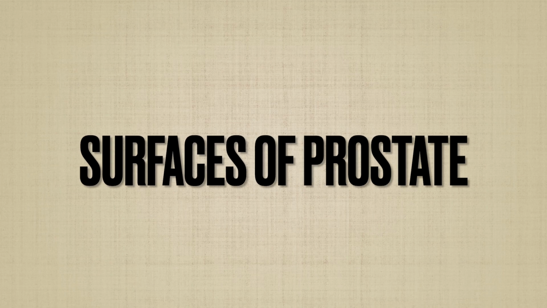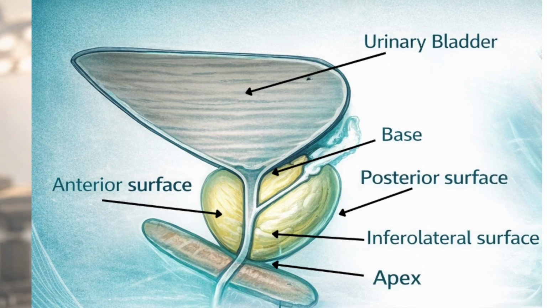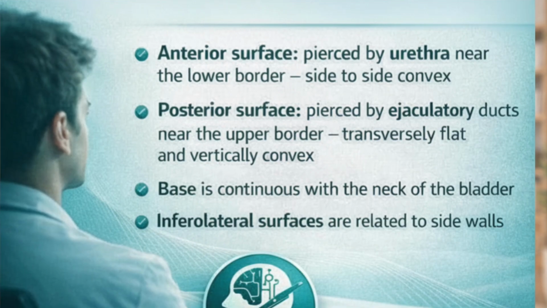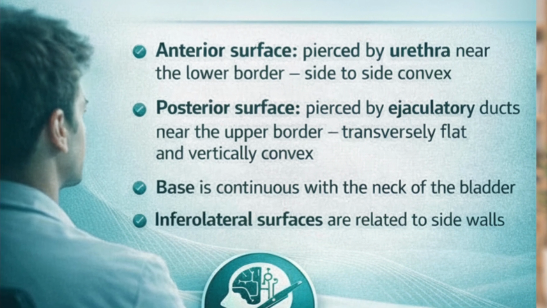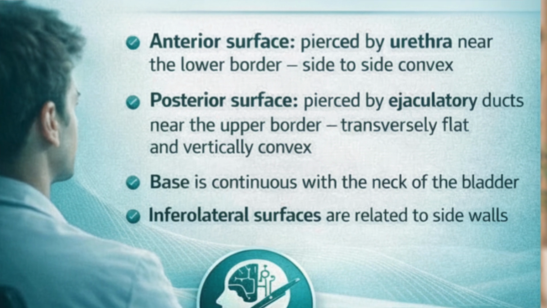How many surfaces does the prostate have? The answer is 4. Anterior, posterior and 2 inferolateral surfaces. The anterior surface is pierced by the urethra in the lower border. The posterior surface is pierced by the ejaculatory duct in the upper border.